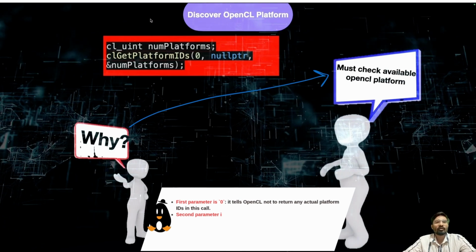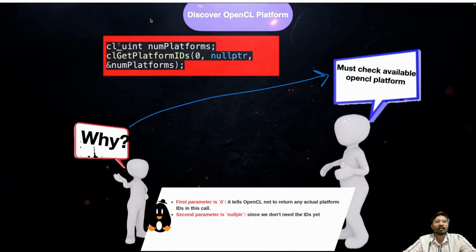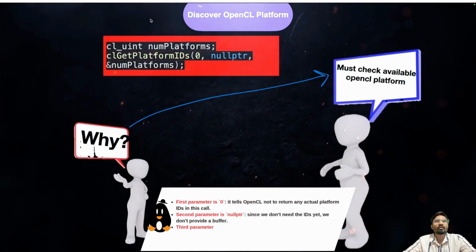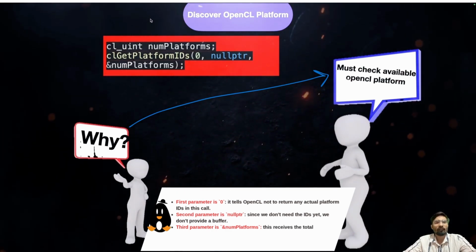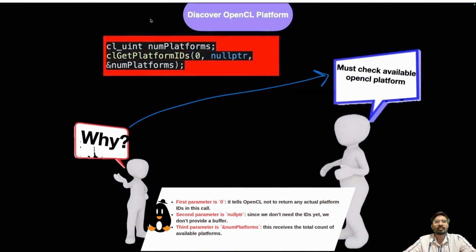The second argument is a null pointer, since we are not providing a buffer yet. And the third argument, what does it mean? We want an output variable to receive the number of platforms found. So the next step, let's move to the fourth step.